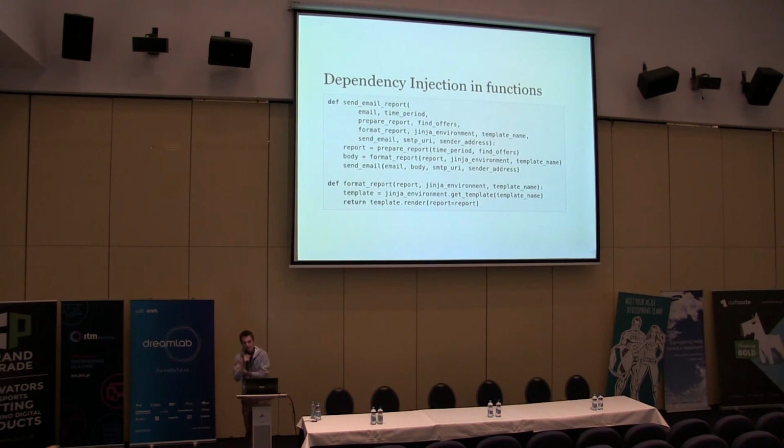This example shows how it would look if all our dependencies had their own dependencies. So prepare report needs a find offers function to find offers for the report. Format report needs a Jinja environment and template name, because it formats the report to HTML using the Jinja templating engine. And send email needs an SMTP address and sender address. So we end up with tons of arguments about which the function should not even know. The function is unreadable and it's so hard to use.